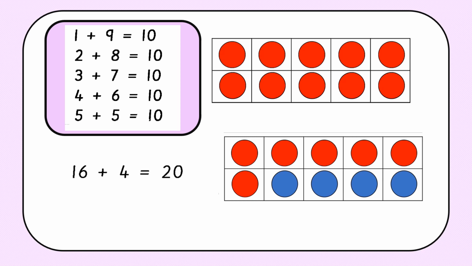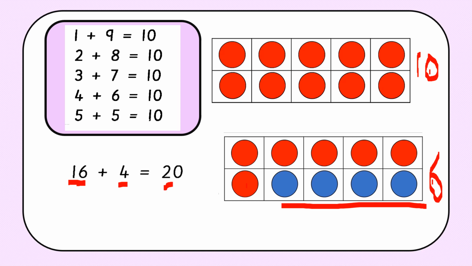All right, how many are in this top 10 frame? Fantastic, 10. How many red ones are in this 10 frame? Well done, 6. You might have been able to see 5 at the top and 1 red down the bottom. So 10 add 6. How many red do I have altogether? Well done, 16. You know your teen numbers. So 16 are red. How many are blue? 4. Well done. How many are all together? 20. So 16 add 4 is 20.